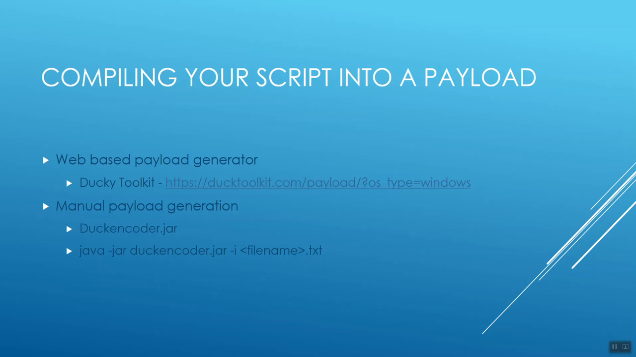Another way to turn your script into a payload is by using duckencoder.jar. In order to get this to work, you need to have Java Toolkit installed on your system. The command you will run is java -jar, to tell Java to use a jar file, then the name of the jar file, which should be duckencoder.jar. Next is -i for input of the script that you want to use. The output of this operation will be an inject.bin file that you will need to copy to your micro SD card.